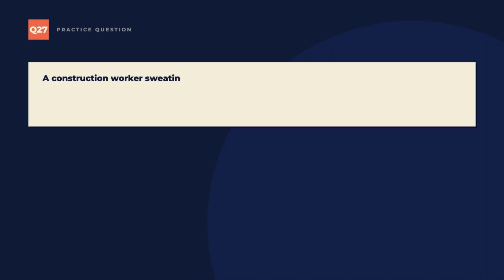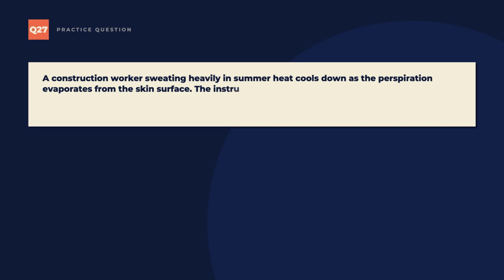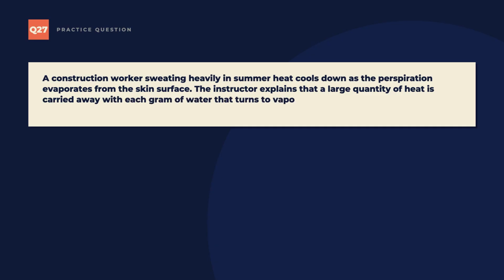Question 27. A construction worker sweating heavily in summer heat cools down as the perspiration evaporates from the skin surface. The instructor explains that a large quantity of heat is carried away with each gram of water that turns to vapor. Which property of water accounts for this cooling effect?